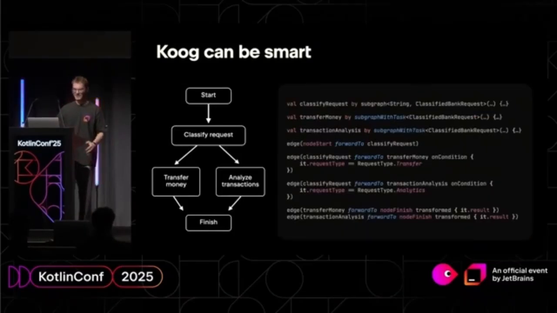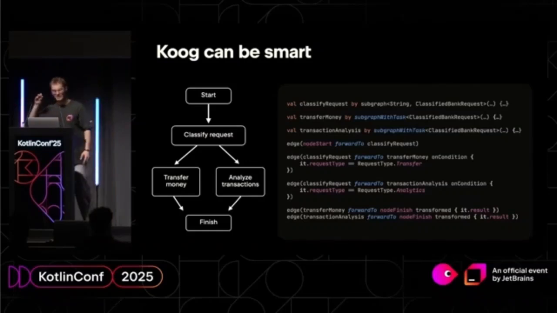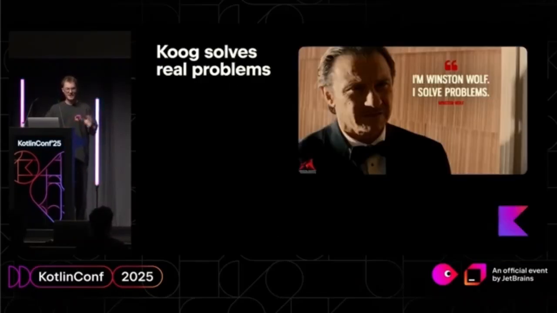And you can also design something very custom for your specific banking application, for example. You can say you start, then you classify the request with AI, then you either solve the transfer money problem or you solve the transaction analysis problem, and then you finish. That's the pipeline, and you can describe that with code using Koog. So Koog can be very simple, and Koog can be smart. But most importantly, Koog solves real problems. Let me show you examples.